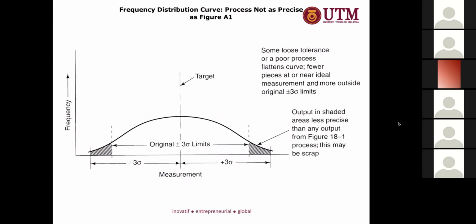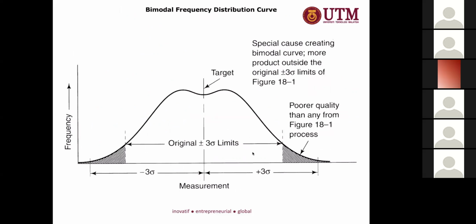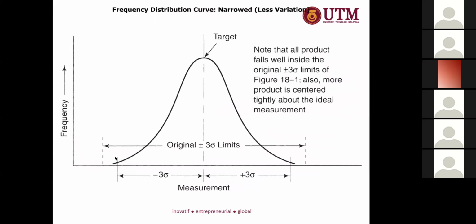So if you look at here, the output shaded, that's the reject. This is the loss due to the poor tolerance. And maybe in the distribution curve, you have a bimodal like this. And here is poor quality. And this is the ideal one that we are expecting.